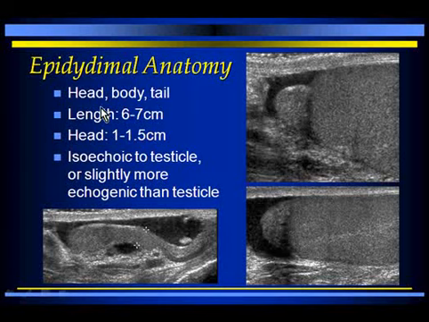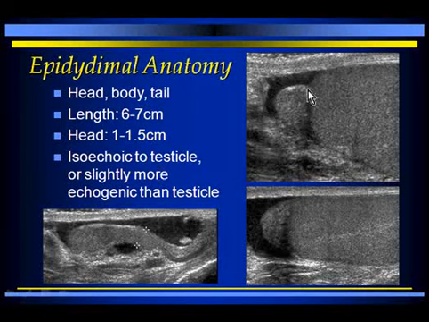So the head corresponds to the thickest part of the epididymis, which is usually not more than a centimeter, maximum a centimeter and a half in diameter. And as you go down the epididymis through the body and tail, it progressively tapers. The epididymis itself should be isoechoic to the testicle, or perhaps slightly more echogenic.